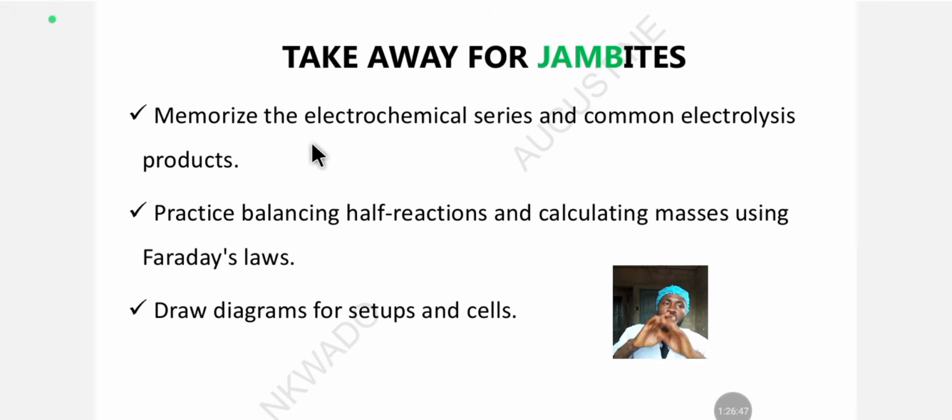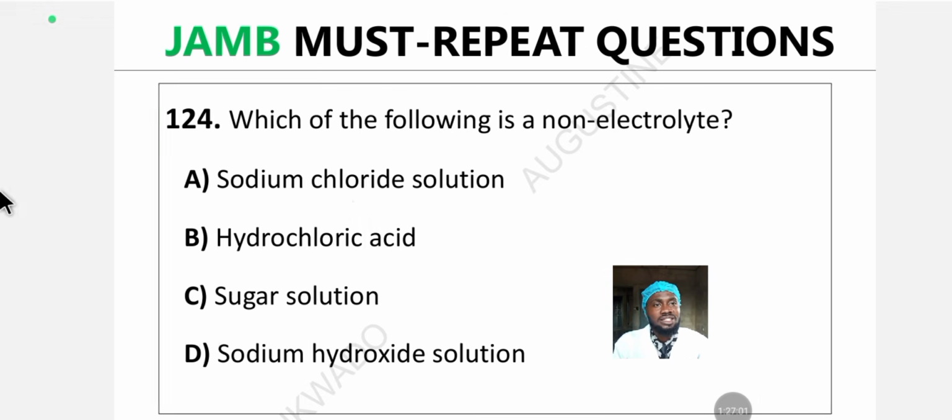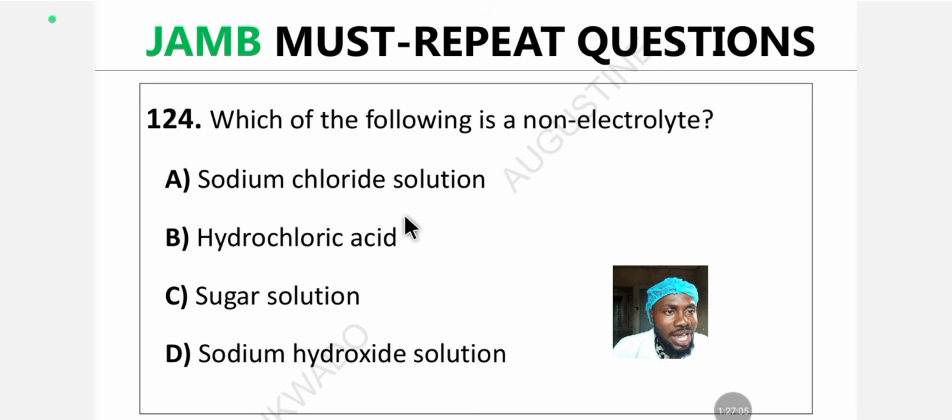Now that we have understood the concept of electrolysis and the concept of electrochemical series and electrochemical cells, let's now take some Jamb must repeat questions to further test the knowledge we've acquired so far. Let's know our strengths and our weaknesses so we can go back to revise what we have learned. Jamb must repeat questions. Question 124. Which of the following is a non-electrolyte?